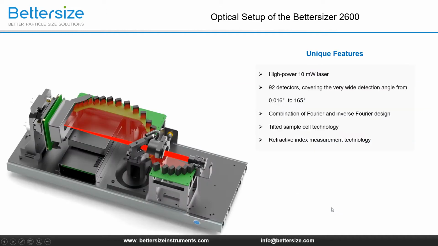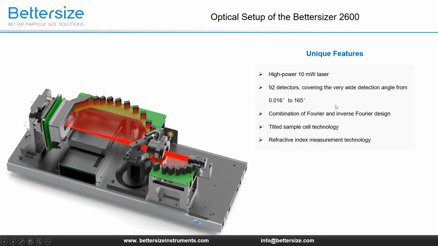Instead, I will help you find out the meanings they represent and explore the benefits to your measurements. What are the unique features of the Betasizer 2600 against other particle size analyzers? First, it has a high-power 10 mW laser, and it has 92 detectors, which covers a detection angle from 0.016 to 165 degrees. In addition, the Betasizer 2600 has 3 innovative technologies, including the combination technology of Fourier and inverse Fourier design, tilted sample cell technology, and refractive index measurement technology.